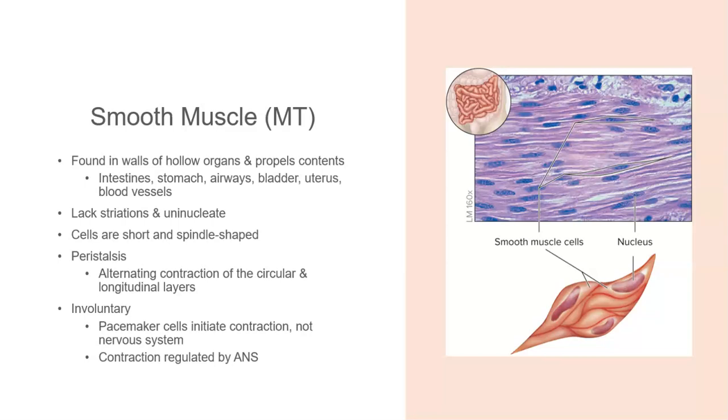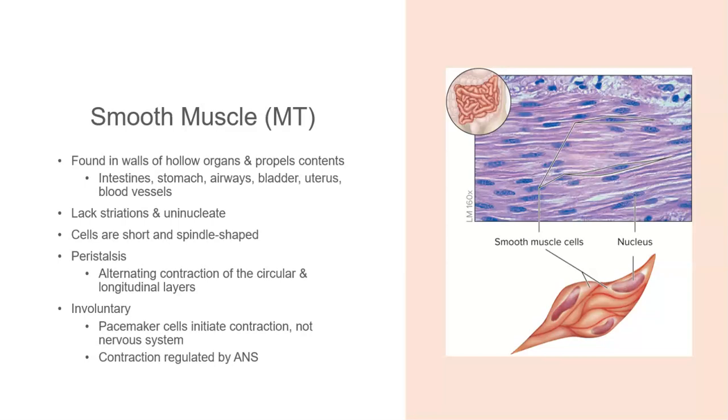The action that moves things along these passageways is called peristalsis. So it is alternating rhythmic contractions of the smooth muscle that is arranged in circular layers as well as longitudinal layers that go along a passageway. So peristalsis is that rhythmic muscle contraction that propels things along that passageway.